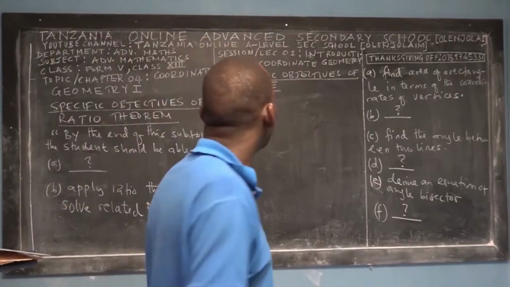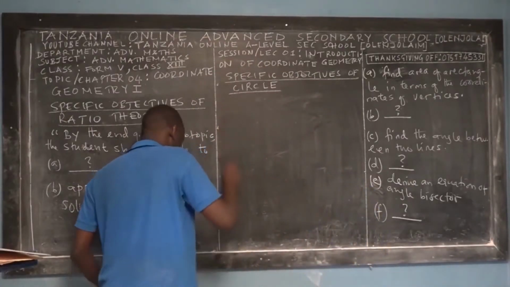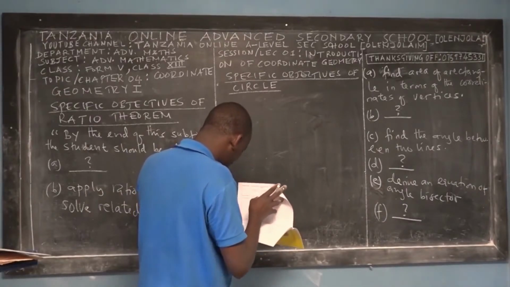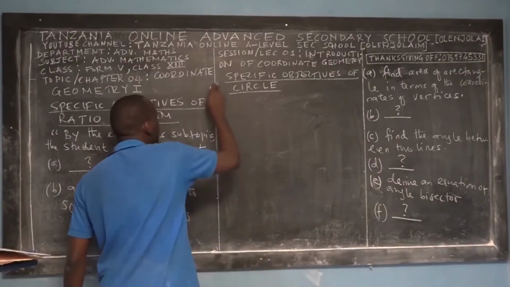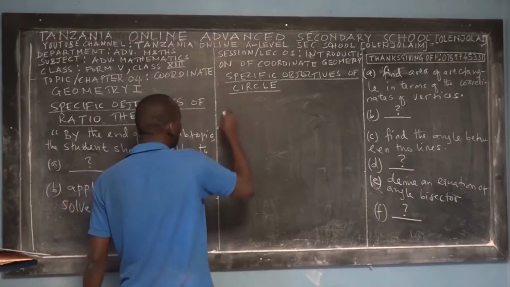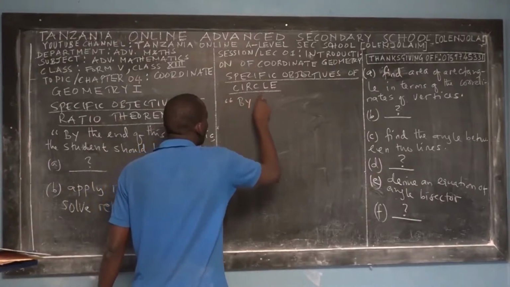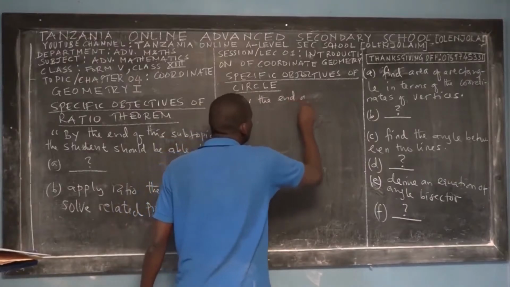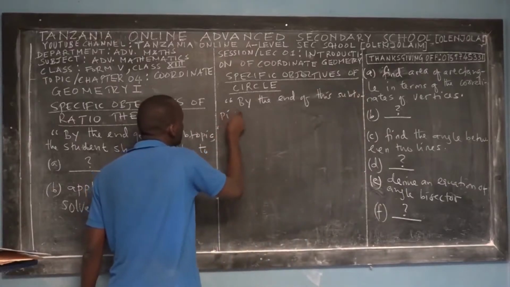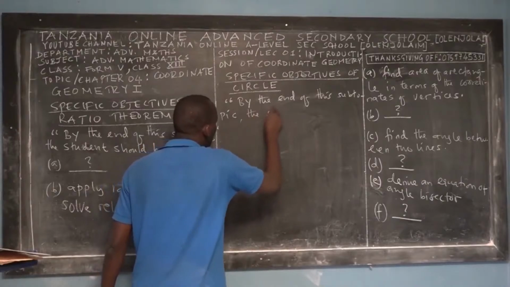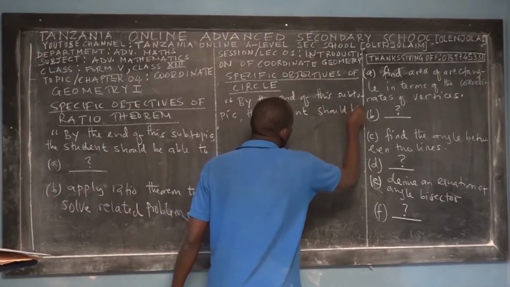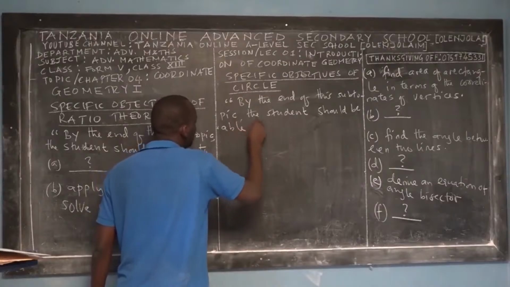I like advanced mathematics. There are 4 specific objectives that the students have to achieve at the end of this subtopic of the circle. The first one: by the end of this subtopic, the student should be able to do the following.